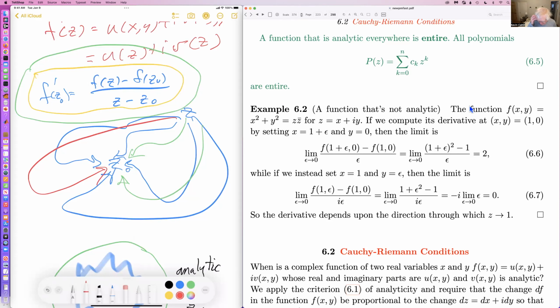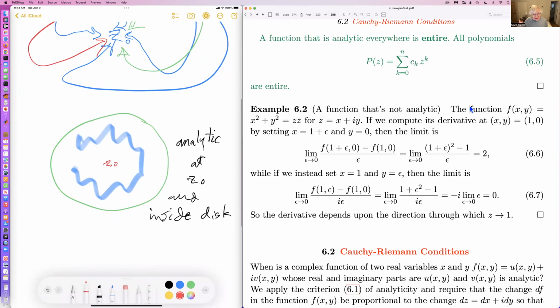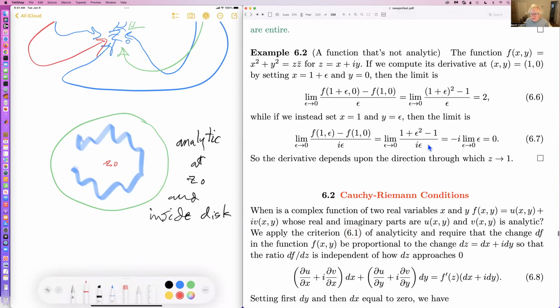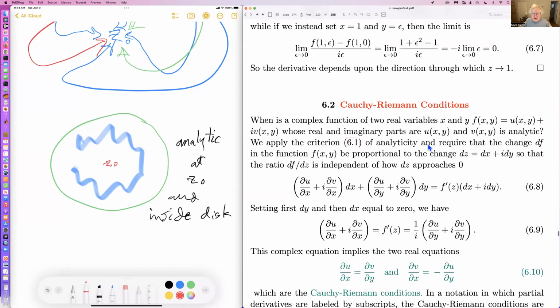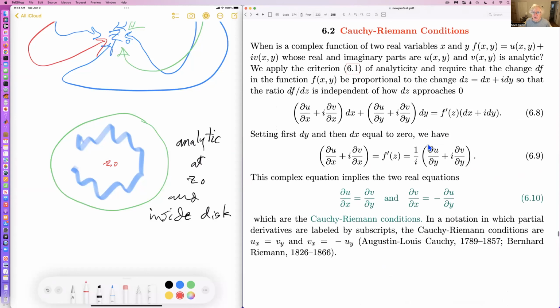Now, it's important to be able to test whether a function of x and y is in fact an analytic function of z. And it's not always the case. For example, x squared plus y squared is not analytic. Most functions of x and y are not analytic. The analytic ones are very special. And the conditions that an analytic function must satisfy are called the Cauchy-Riemann conditions. So we have two different languages working here.